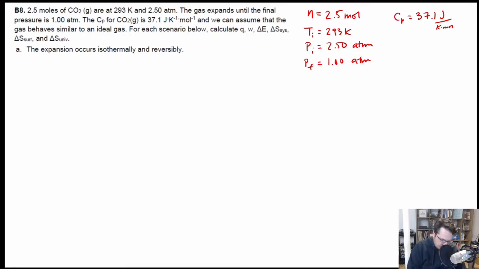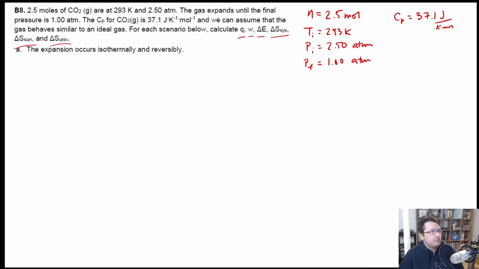So what it wants us to do is calculate Q, W, delta E, the change in internal energy, the change in entropy of the system, the change in entropy of the surroundings, and the change in entropy of the universe. Looking at the first conditions, we're isothermal and reversible.